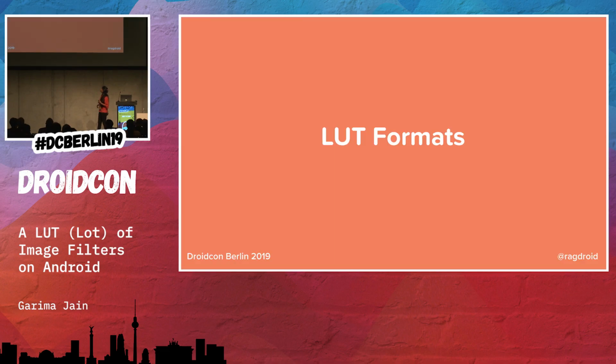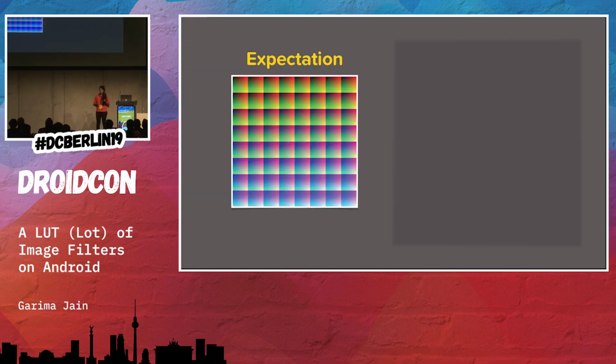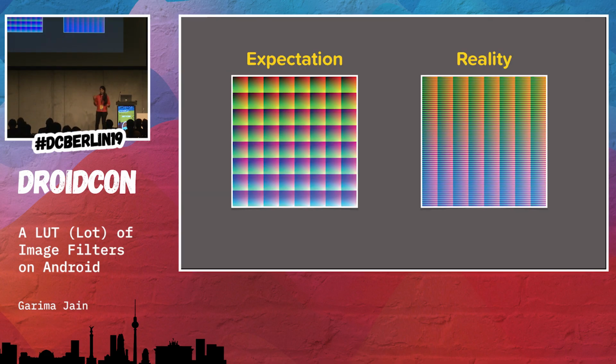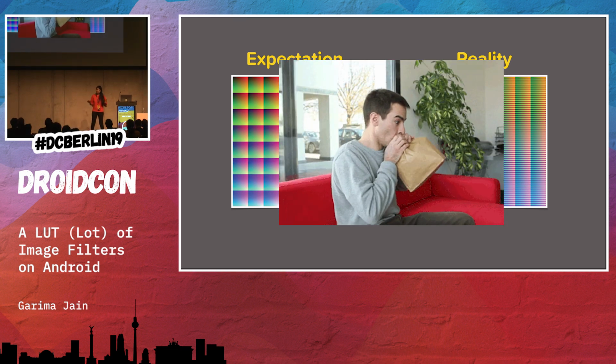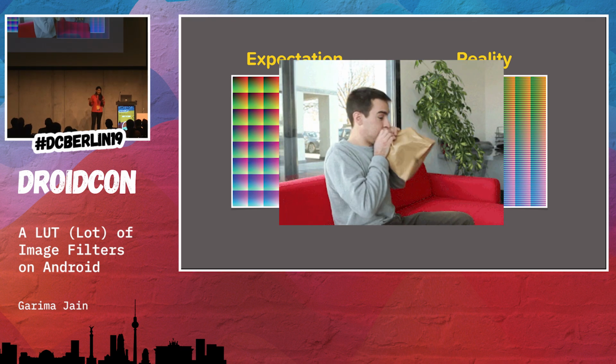Anyway, the next hurdle that we faced is LUT formats. So this was the expectation. This is what we were talking about since the beginning of the talk, the square LUT. And this is the reality which our designers gave us. But don't need to panic. We can still handle this.